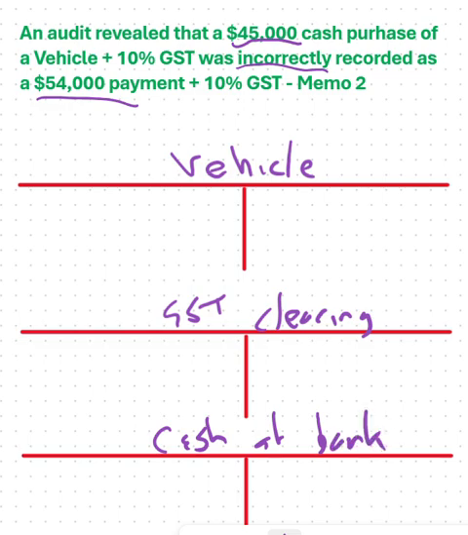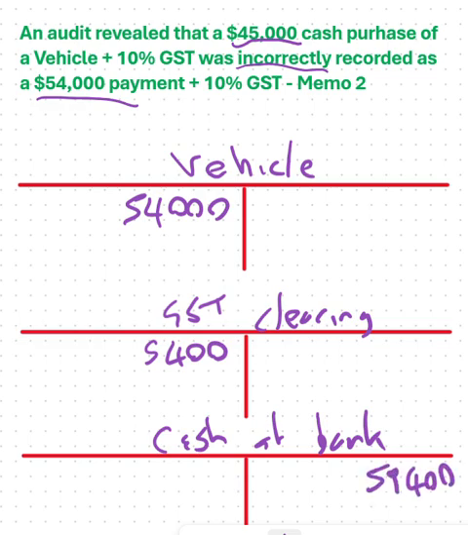Step 2, let's record the error in our ledger just to help us think about how to perform the correcting entry. So we've incorrectly put $54K in the vehicle. 10% of that is $5,400, so that would have been a debit to our GST because it reduces our liability, and our asset cash at bank's gone down by the combined amount of those two, $59,400. That's the error.